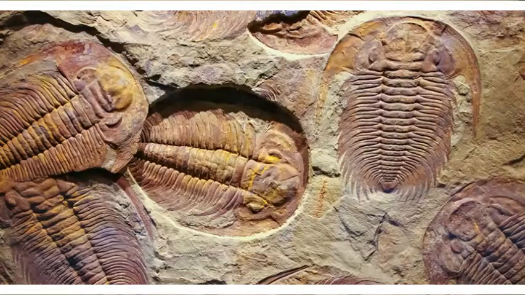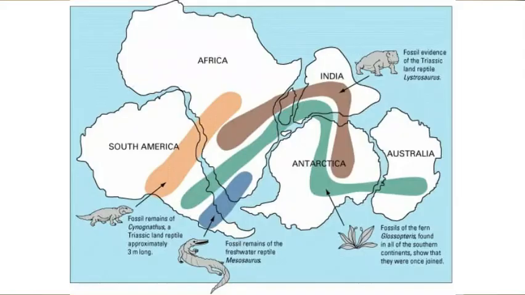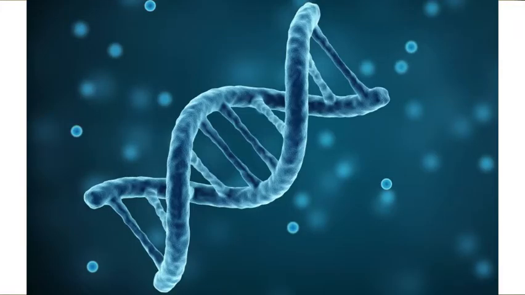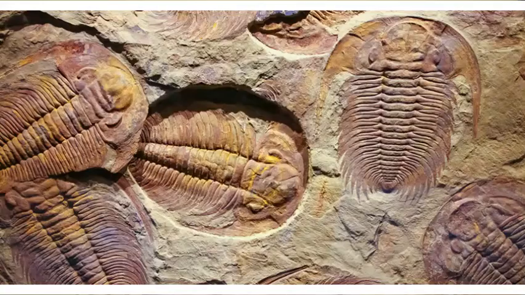So if evolution has been tested over and over again, it must have a ton of evidence, right? Oh, it definitely does. There is a lot of evidence for evolution, including, but not limited to, fossil evidence, anatomical evidence, biogeographical evidence, embryonic evidence, and molecular evidence. So those are the 5 types of evidence that we're going to talk about today. The first of those is fossil evidence.